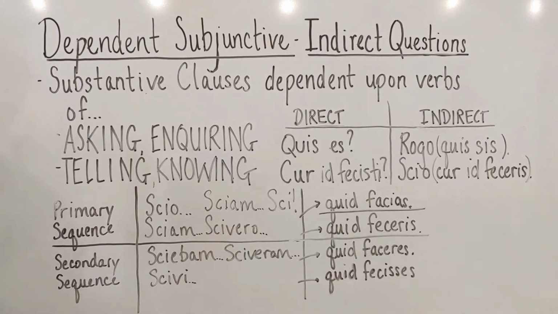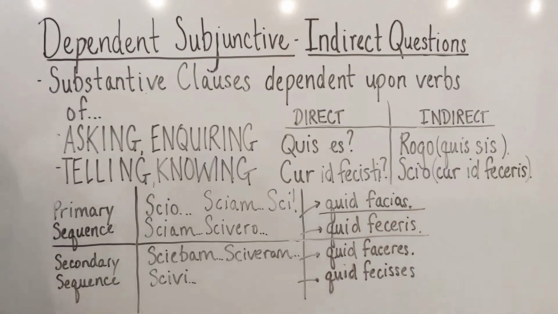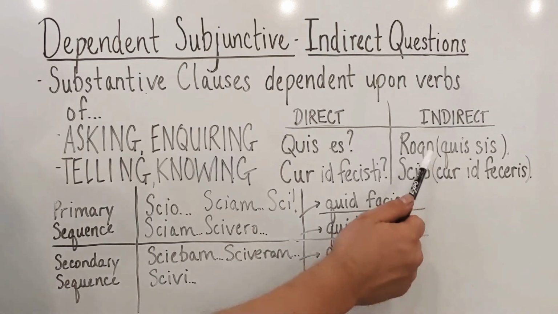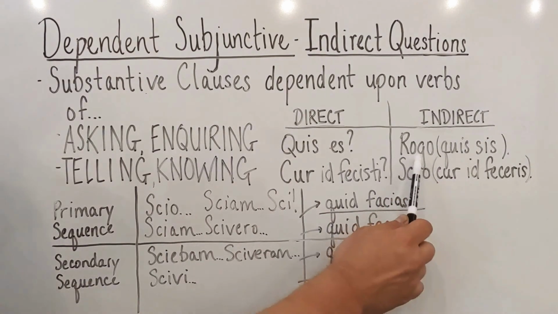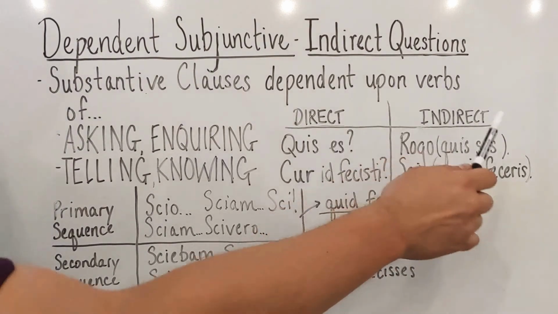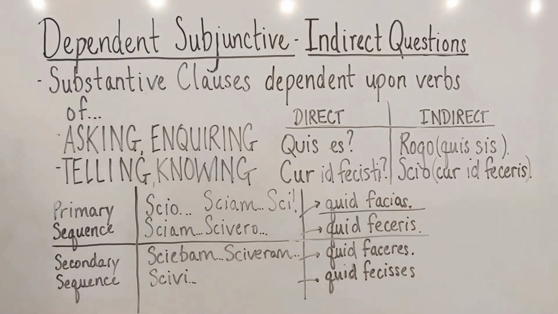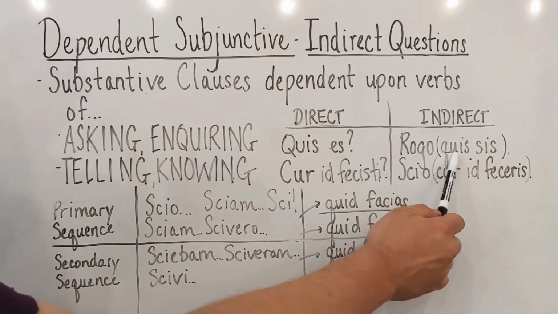So let's look at these again. Quis es? Who are you? Indirect question: Rogo quis sis? So instead of the indicative, es, you are, who are you? Rogo quis sis? I am asking, present tense. Quis sis? We keep the interrogative the same. We change this indicative verb to the subjunctive. So notice there's no ut or ne. The negative for these will be ne, but it's introduced by the interrogative.